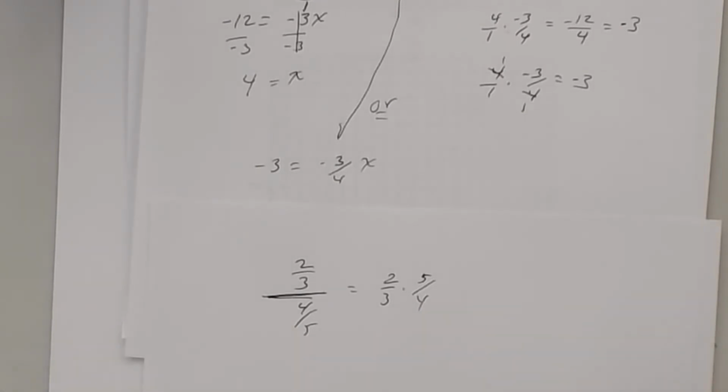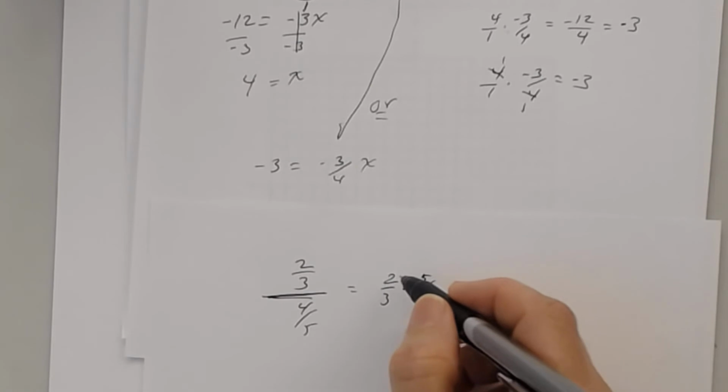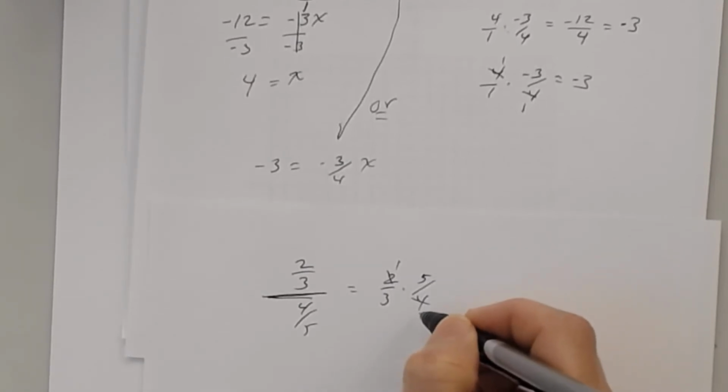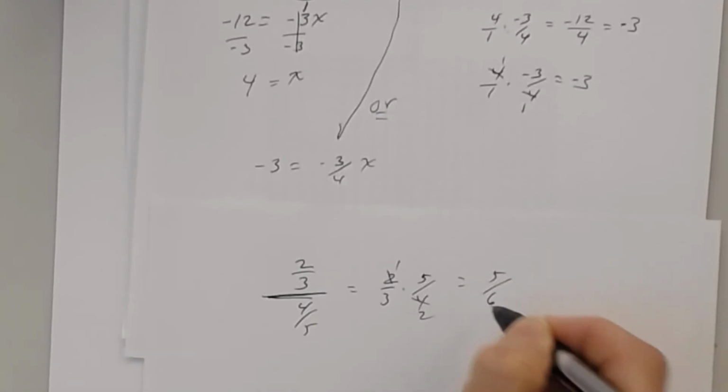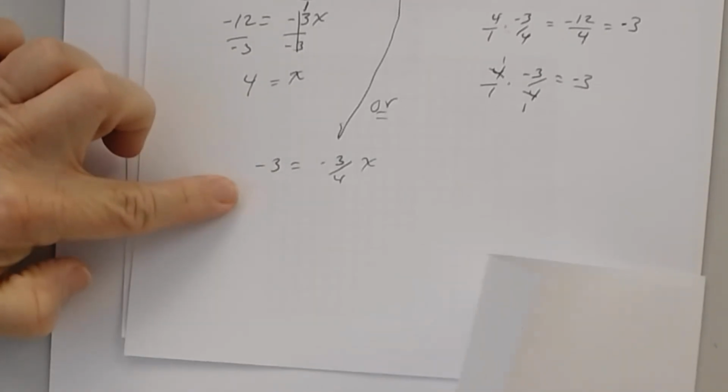Here you can't reduce anything, so you just multiply. Oh, you can reduce 2 and 4. So 2 to 2 is 1, 2 to 4 is 2, so you get 5/6. All right, so that's something you have to use in order to do this one, though.